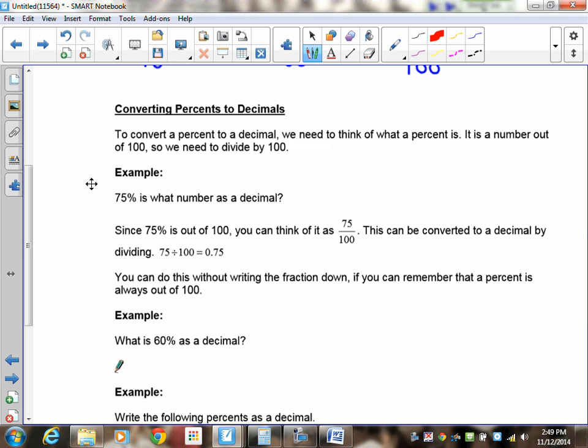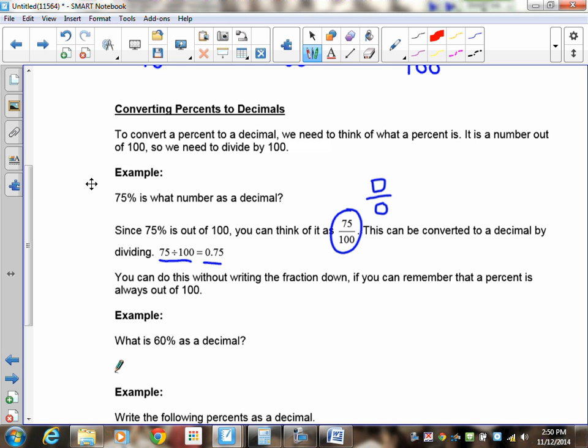75% is what number as a decimal? Since 75% is out of 100, you can think of it as a fraction of 75 over 100. Now remember, a fraction is a divide question that we have yet to do. So 75 over 100 can be converted to a decimal simply by dividing. You can do this without writing the fraction down. You can just go 75 divided by 100 and put the answer down. So this is the work you have to do: what you did, what you got.